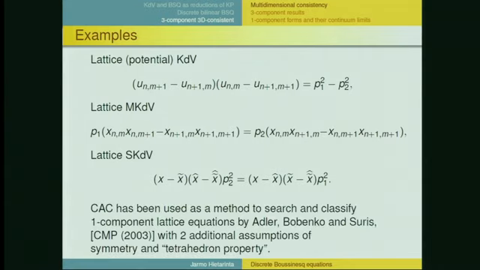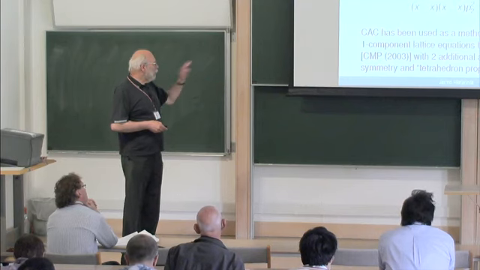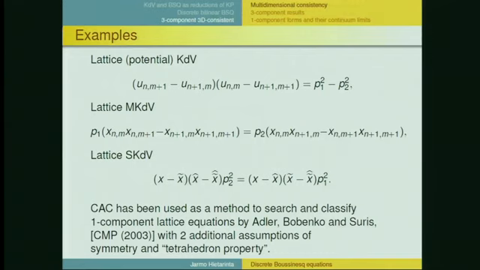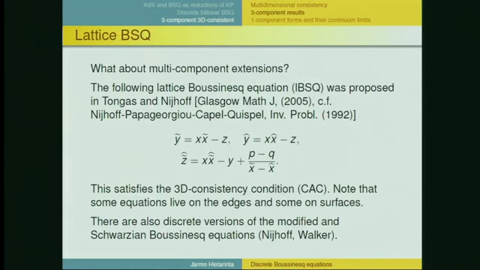We also have a classification using this principle of consistency around the cube by Adler, Bobenko, and Suris. They also assume symmetry and the tetrahedron property, but at least the symmetry property has been relaxed. Anyway, this approach resulted in a very nice classification and not too many equations to work on. Now we go to the multi-component form, because we need several components for the Boussinesq equation.